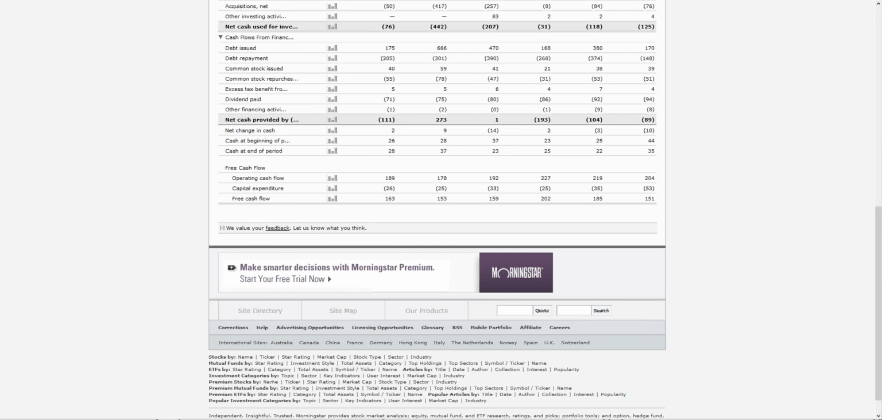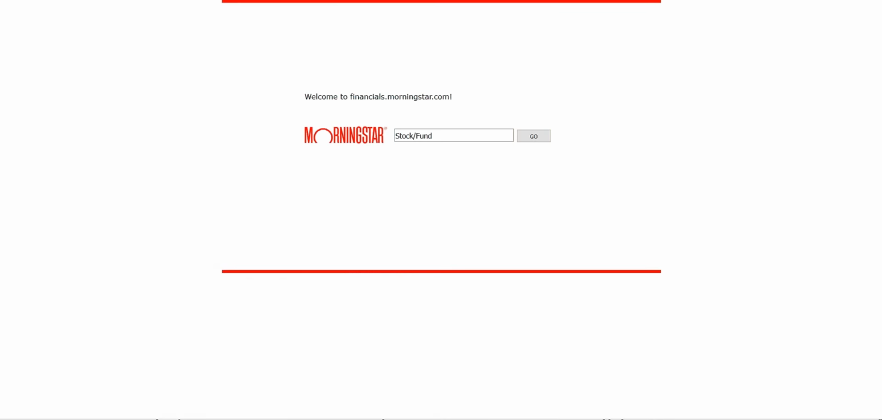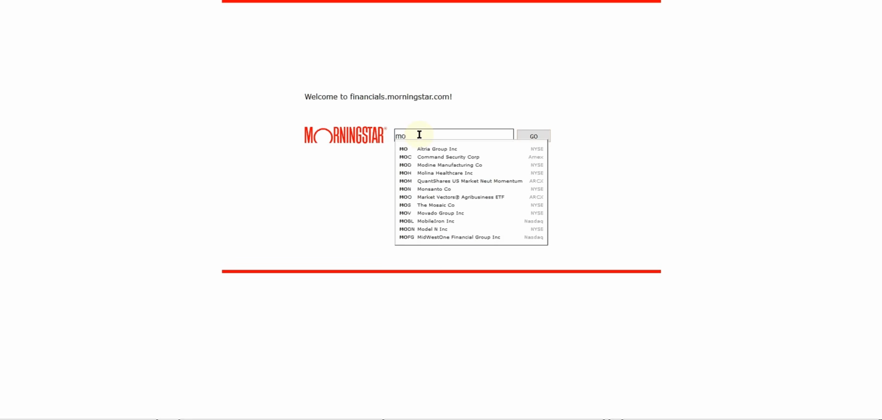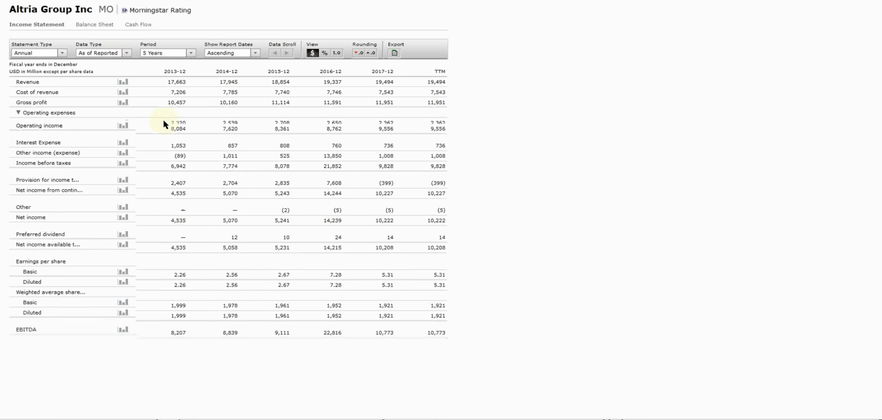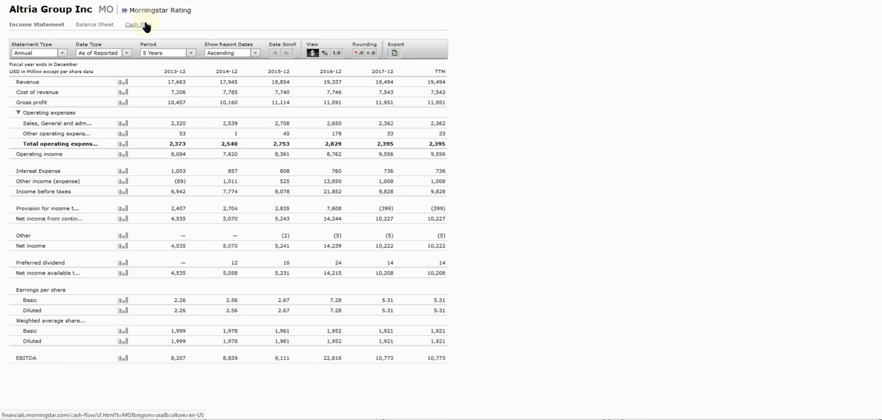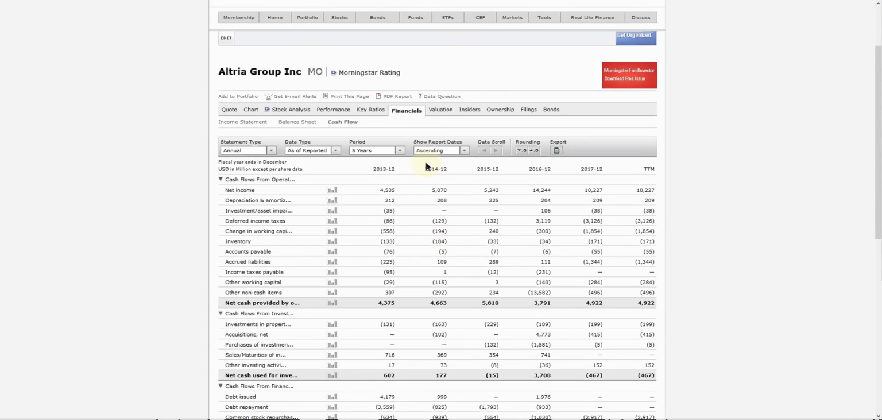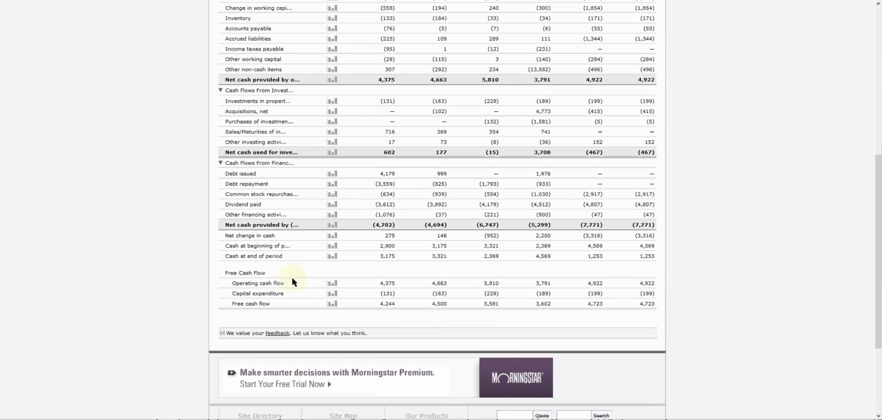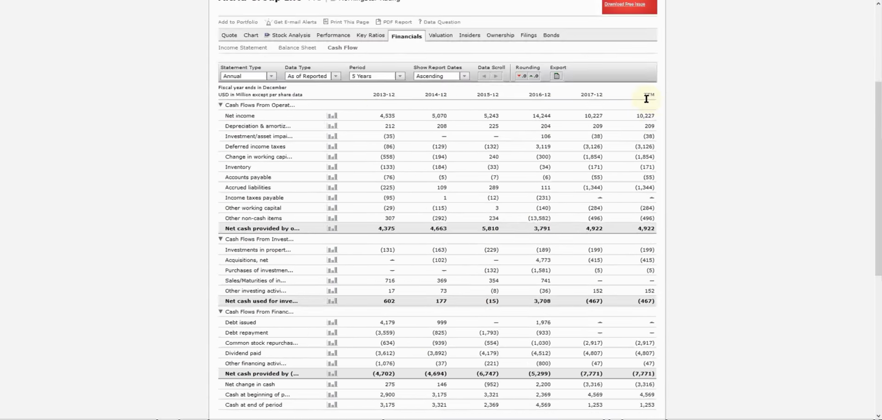Okay, so I'll show you how to get this. Go to financials.morningstar.com, you can just type in the ticker and find the company that you're looking for. And if you go to cash flow, you'll be given a whole heap of information here. It is nice to know what some of these are, maybe not all of them. So I do encourage you to do some research and some reading on them.